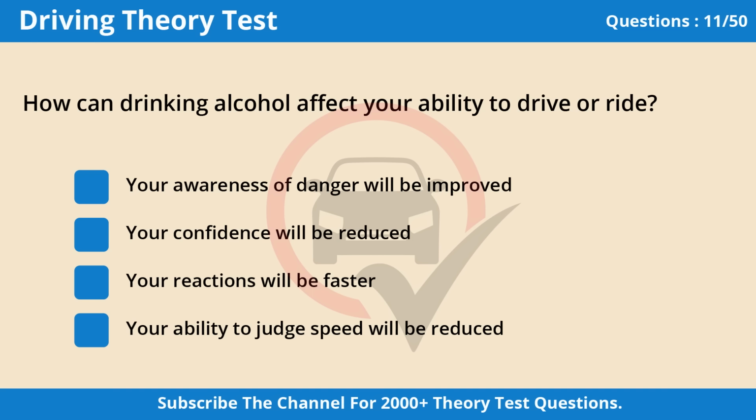Question 11. How can drinking alcohol affect your ability to drive or ride? A. Your awareness of danger will be improved. B. Your confidence will be reduced. C. Your reactions will be faster. D. Your ability to judge speed will be reduced.